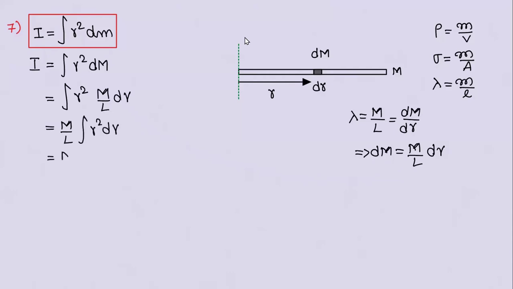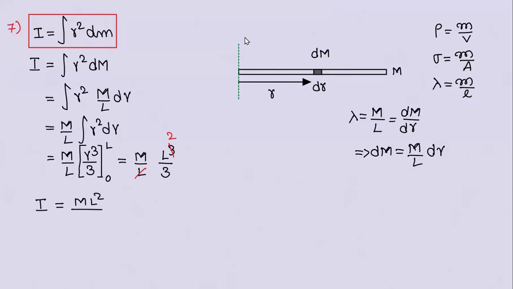That is equal to capital M by L into r cube by 3. Of course, r must go from 0 to capital L. When you are integrating, you have to integrate between the limits, right? It starts from 0, goes until the end, which means L. So if you apply limits, it will be M by L into L cube by 3 minus 0. I don't write all these things. So if you simplify this, the moment of inertia about the end will be ML square by 3.